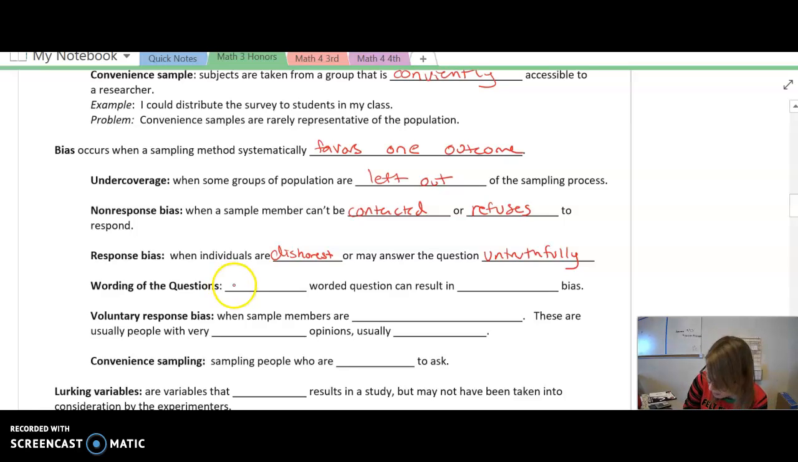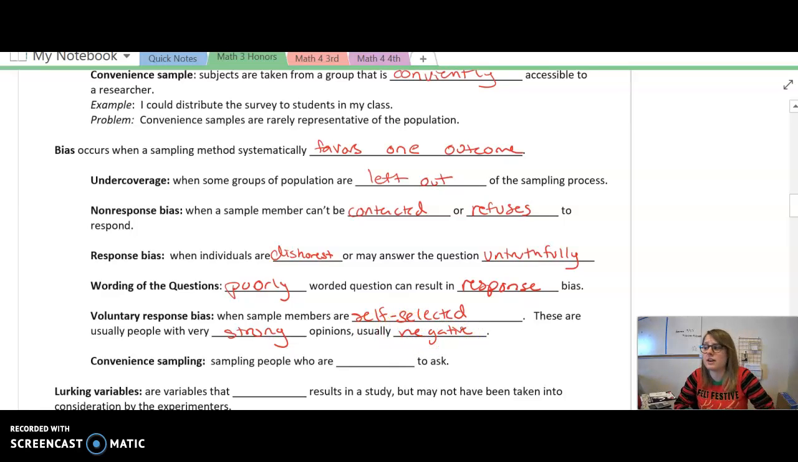Wording of the question. Poorly worded questions can result in response bias. So if I worded the question, fish has a bad smell, do you agree with me? Yes, fish has a terrible smell. So that would get them to not like fish. Alright, voluntary response bias is when the sample members are self-selected, just like before. These are usually people with very strong opinions, usually negative. So if I saw a survey on how people don't like fish, I would strongly go into it because I hate fish.